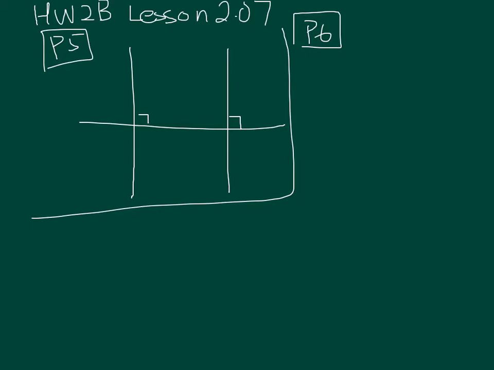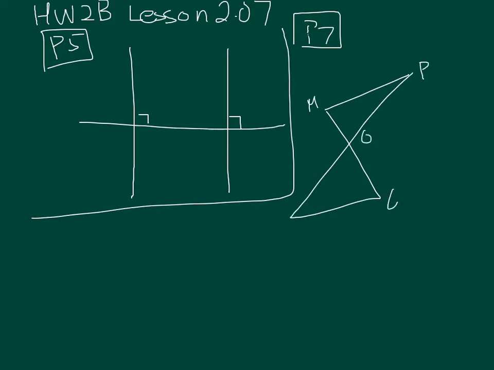That's problem number 6. Problem 7 says, use the given information to determine which segment in each figure must be parallel. For each exercise, provide a proof to support your answer. So the first one, problem number 7, we have M, P, O, Q, N. Point O is the midpoint of both segment NP and segment MQ. So these are the same exact length, and these two are the same exact length.